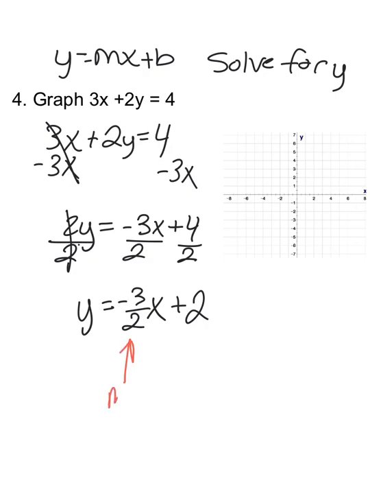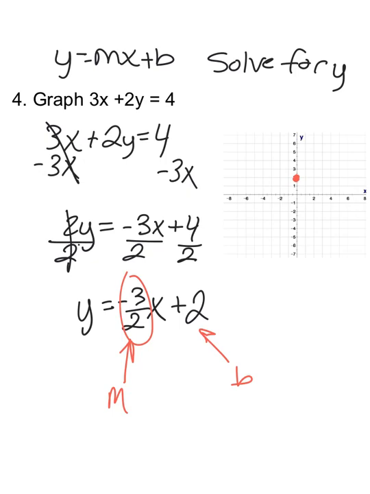So now that we have this in our y equals mx plus b form, we know that the number in front is our m, or our slope, and this number at the end is our y-intercept, or our b. So we're going to, of course, start with our b. So at +2 on our y-axis, we're going to put a point there. And then from there, plot our slope.